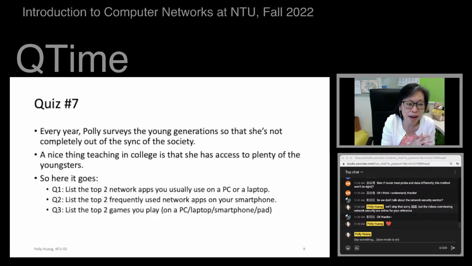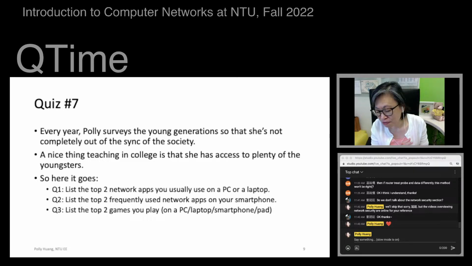Okay, so Q1, list the top 2 network applications you use on a PC or laptop. Q2, list 2 frequently used network applications on your smartphone. Q3, list the top 2 games you play, on either of the platforms. Good, so this is very straightforward, so I give you 3 minutes. Okay, speed typing now. Okay, go.